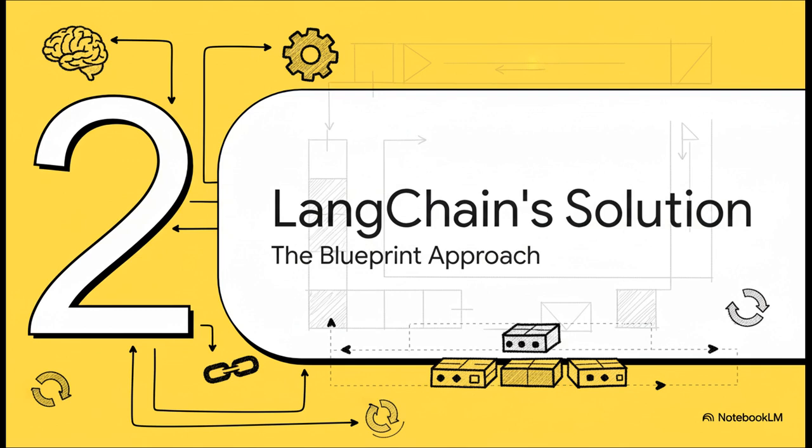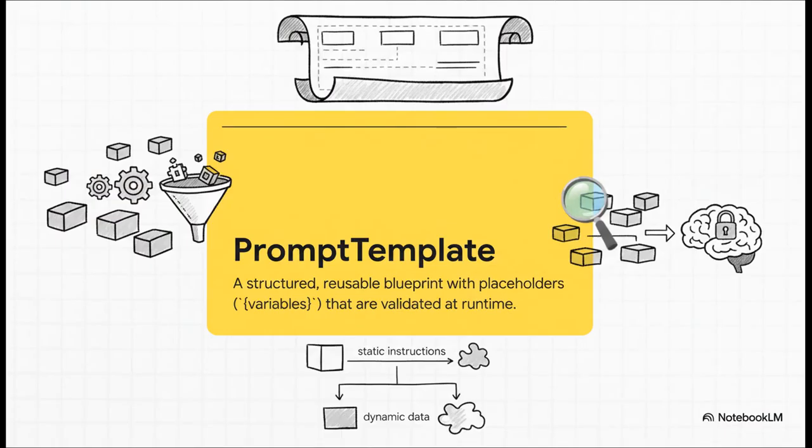You have to stop thinking of prompts as just throwaway strings. Instead, you start seeing them as structured, reusable blueprints for how you talk to your AI. And the core of this whole solution is something called the prompt template. The real genius here is that it splits apart the static part of your prompt, the instructions, from the dynamic data that changes every single time. It gives it structure, sure, but the most important part, it adds a layer of validation that you just don't get with plain old strings.